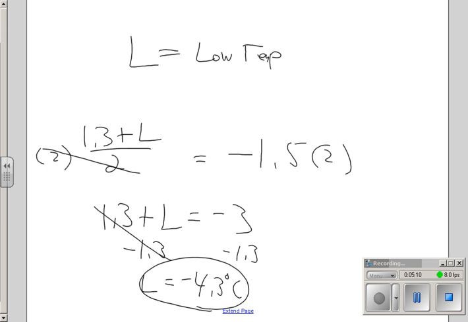So the low temperature in Churchill, Manitoba is negative 4.3. The high is 1.3. The average of those two is negative 1.5.